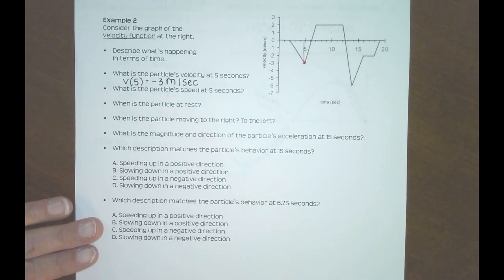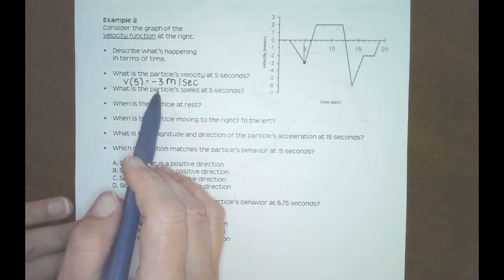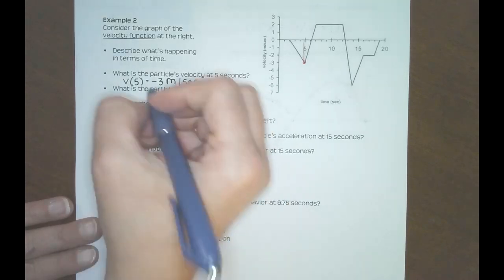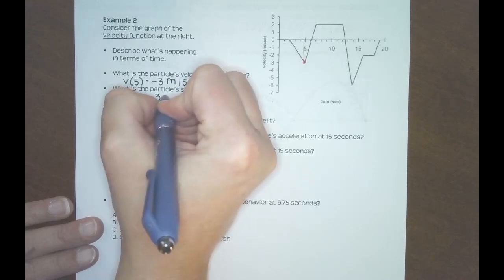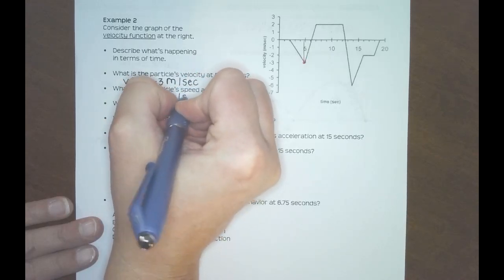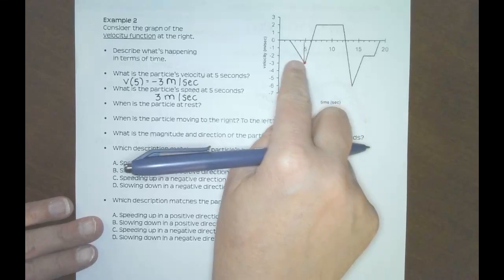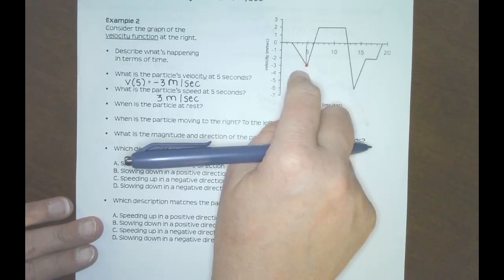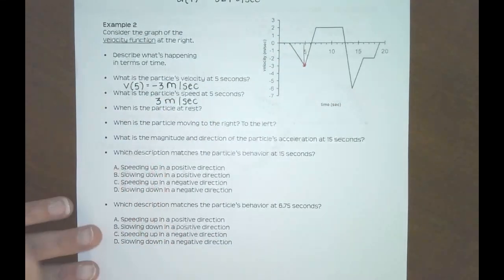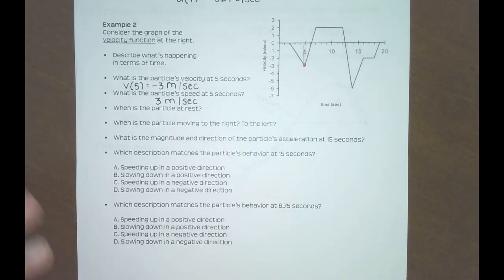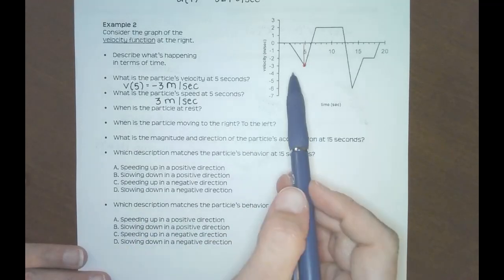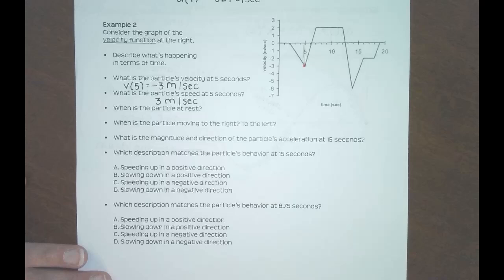What is the particle's speed then at 5 seconds? Well, remember, speed just doesn't care about the negative here. So the speed at 5 seconds, I would say, is 3 meters per second. So just to clarify, what we're saying is happening right here is the object is moving in a negative direction. So that's probably to the left, okay, or down, depending on what the scenario is, right? Moving in a negative direction at 3 meters per second. Speed just doesn't care about the negative direction piece.